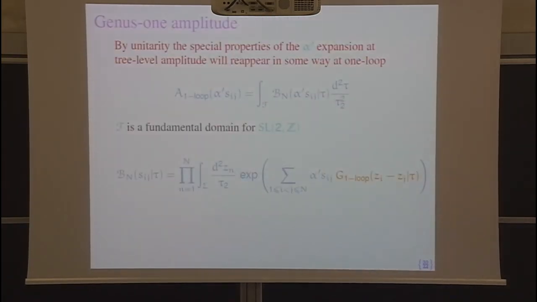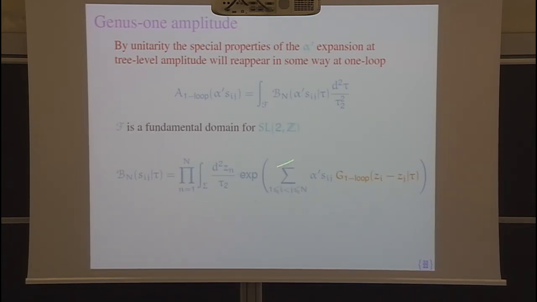Okay, so now let me move to genus 1. If you want to do the same as I did for the expansion in alpha prime, not of the genus 0 but of the genus 1 amplitude: the genus 1 amplitude is an integral over the fundamental domain of SL2Z, times a function of your kinematical invariants and tau, the complex structure of your torus. So this B is the integral over the punctures of.